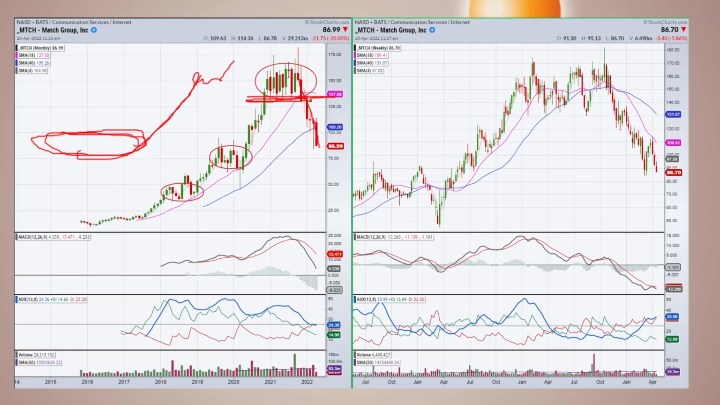Once this broke this level, we had a lot of open air between that pool of money and the next pool. Okay, start to keep that in mind when you're looking at stocks, and let's go ahead and move on to the analysis.